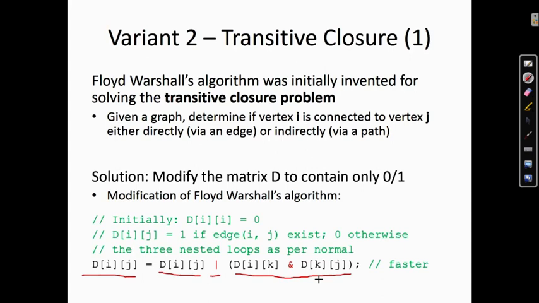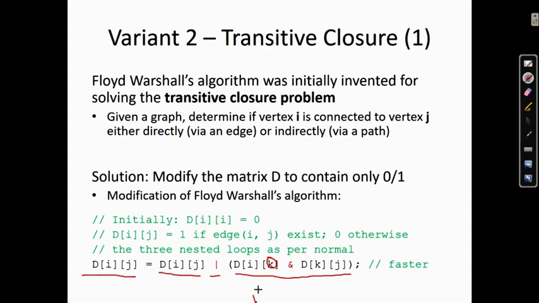So what does it mean? If d_ij is already 1, then d_ij bitwise OR anything is still 1. If j is already reachable from i, it's always reachable from i. Next, if j is not reachable from i currently, then I look at some intermediate vertex k and see whether I can use that to bridge i and j.